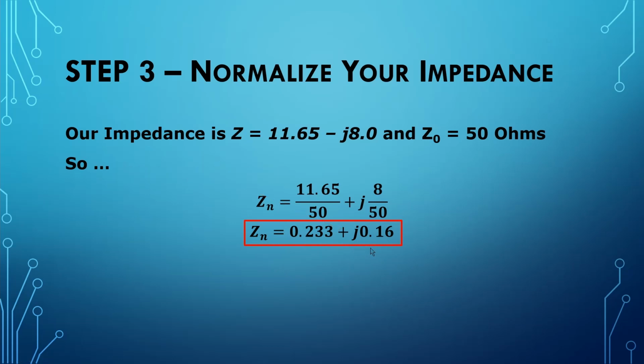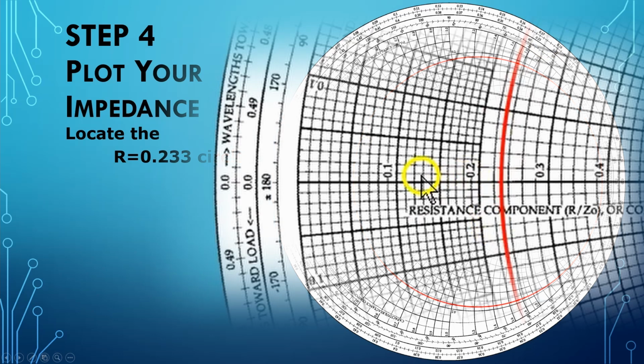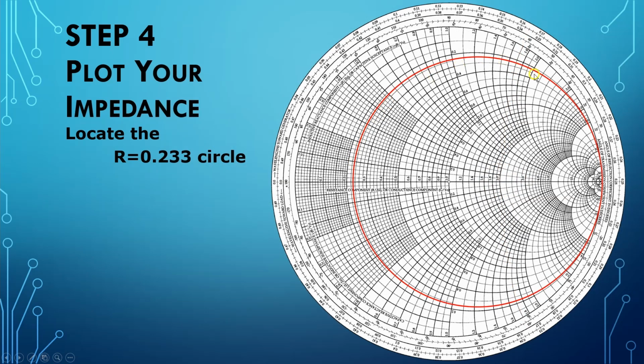We can plot this on our Smith chart. The first step is to locate the real or resistive circle, the 0.23 circle. So here we have 0.1, 0.2. Get out your calibrated eyeball, folks. Here is 0.22, 0.24. So right about in there is 0.23. And so our 0.23 circle is this nice red circle here.